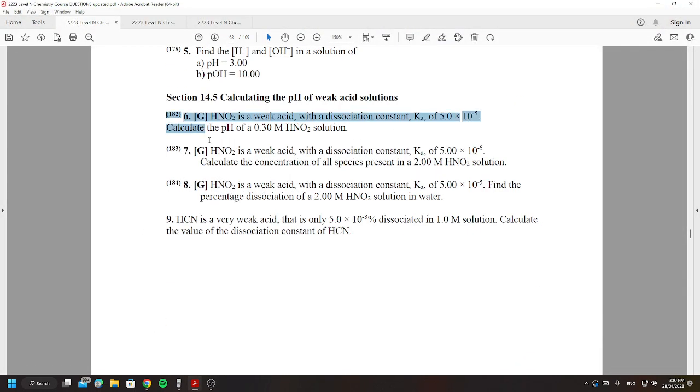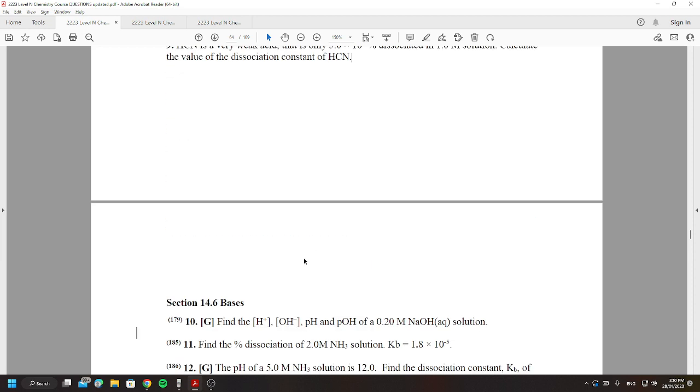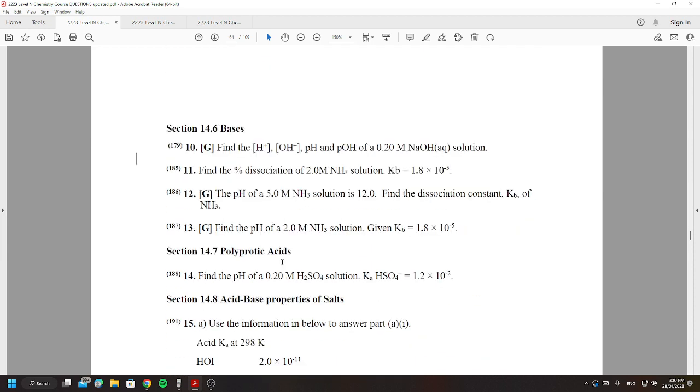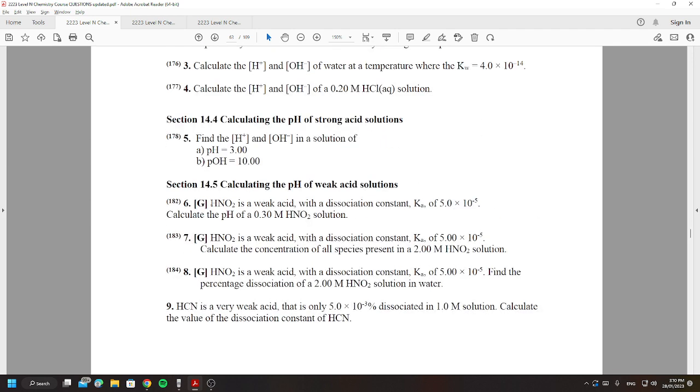These questions, if you get them in the written part, you're going to have to do ICE. I'm going to do an ICE table for one of these questions, and the rest I'm going to use the shortcut. So HNO2, I'm going to apply ICE for the solution for this question. HNO2 is a weak acid with dissociation constant of Ka equals to that. Calculate the pH.